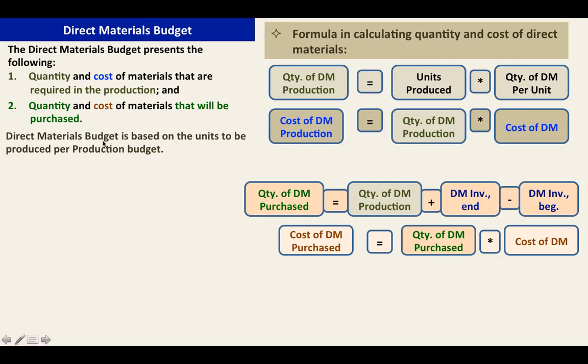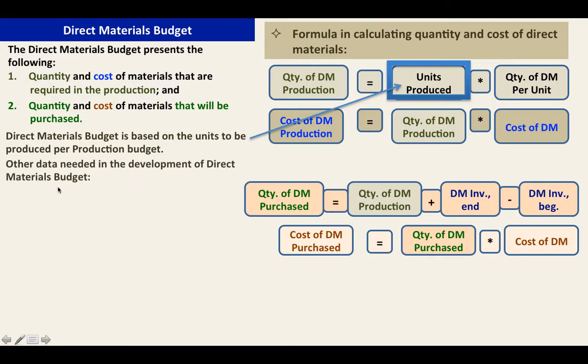So class, take note of the information that we need in preparing the direct materials budget. First, the direct materials budget is based on the units to be produced per the production budget. That is why you first need to have your production budget, because this will be the basis of your direct materials. Here in the formula, it is what we need: the units produced.